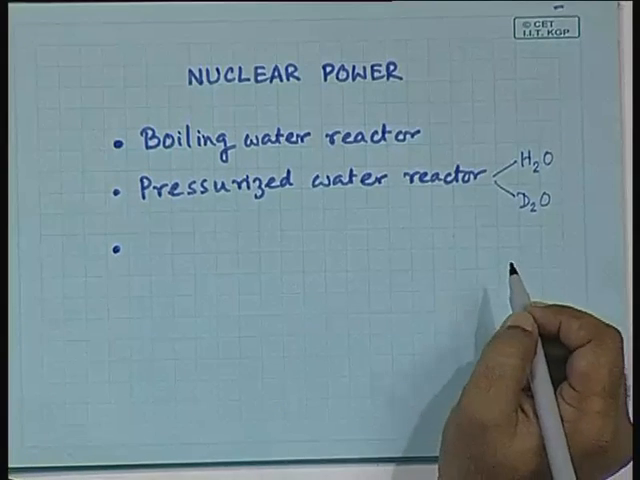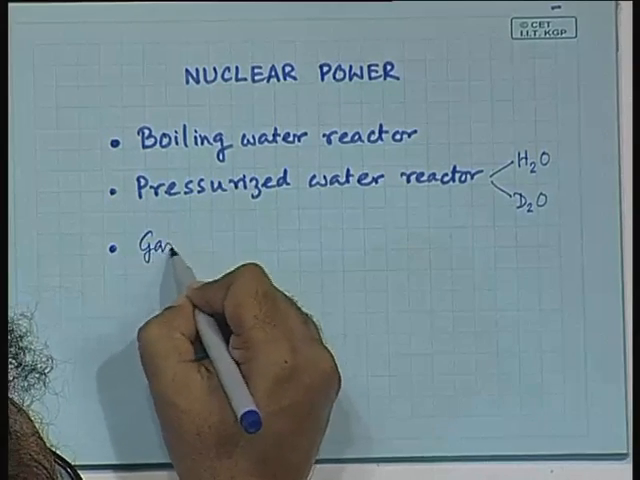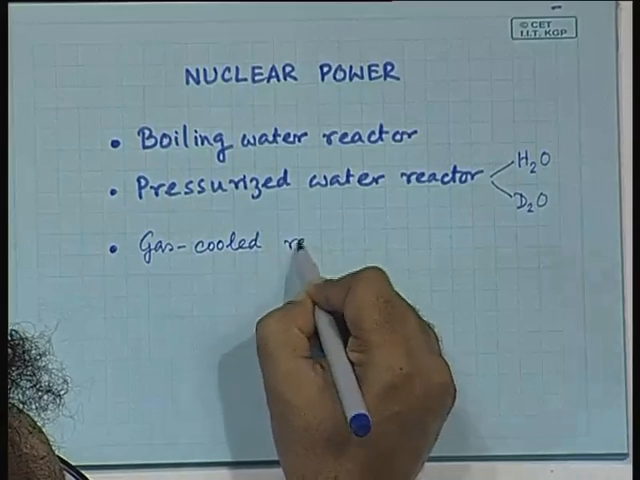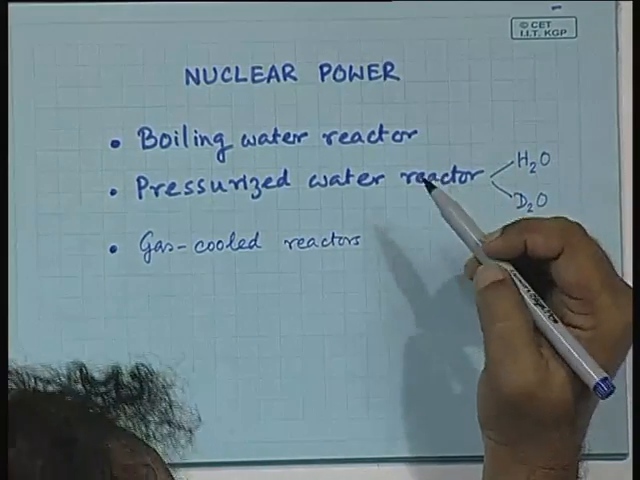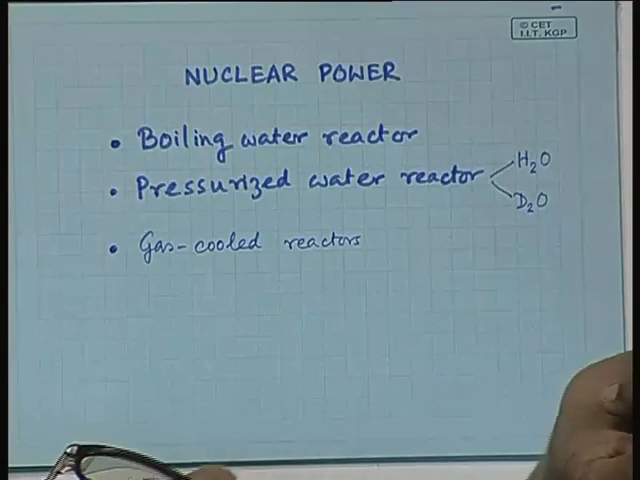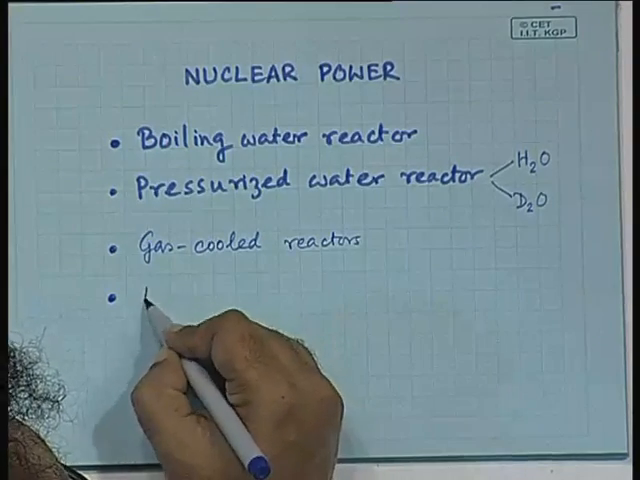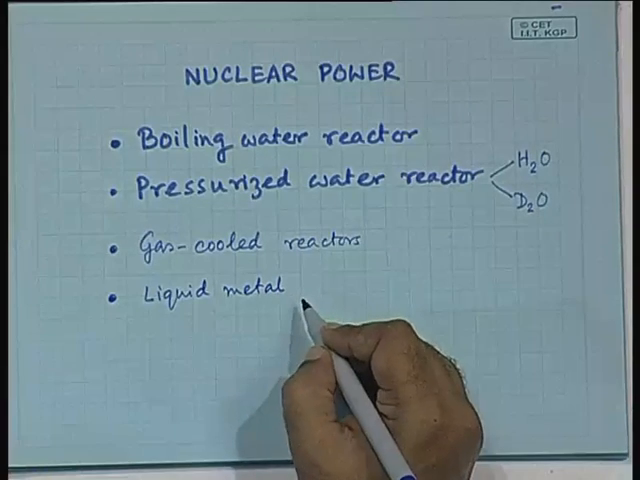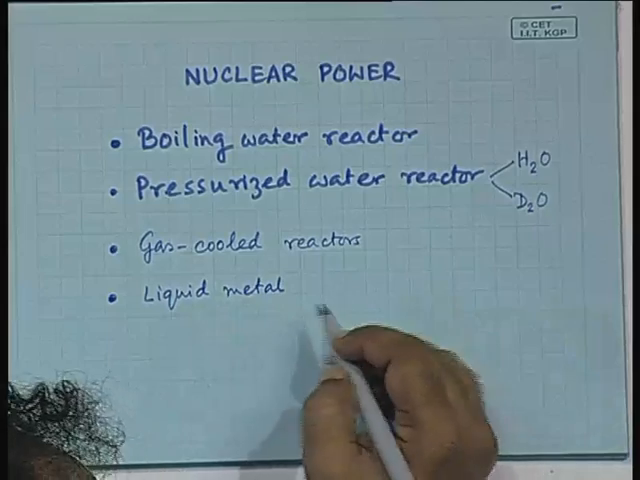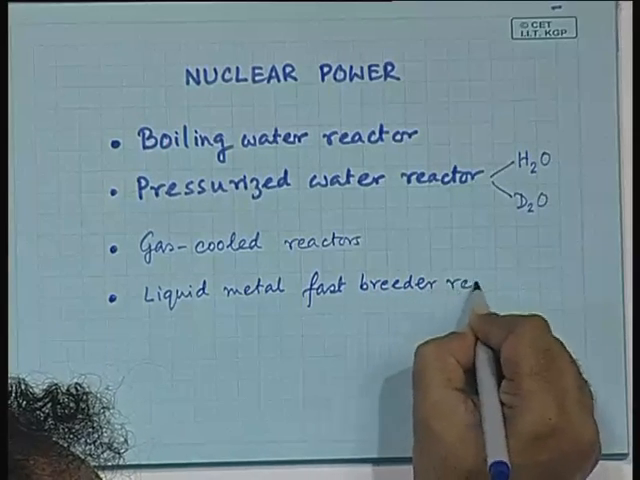Then we have the gas cooled reactors, where the moderator is graphite. So, you have the situation where the graphite is the moderator, and you have some inert gas working as the coolant. And we also have the liquid metal coolant system, mostly used with the fast breeder reactor, liquid metal fast breeder reactor.